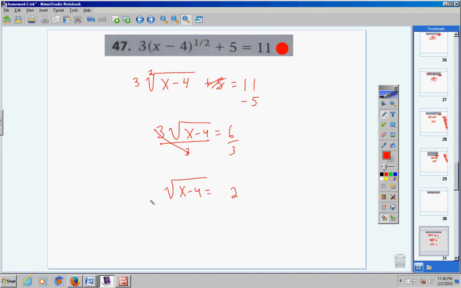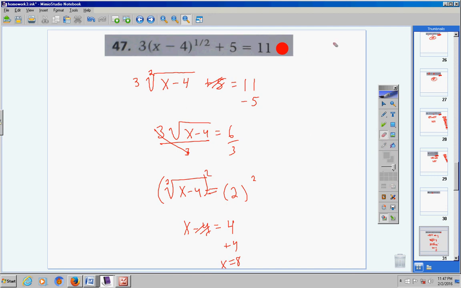So now, I need to raise this side to the second power to get rid of my radical. But if I raise one side to the second power, I must raise the other side to the second power. When you square a square root, you're left with the radicand. When you square 2, you're left with 4. Now simply bring the 4 over and make it a positive 4. And x equals 8. Alright?